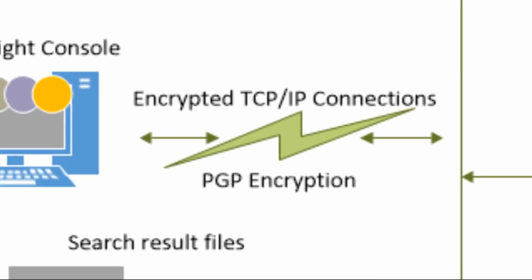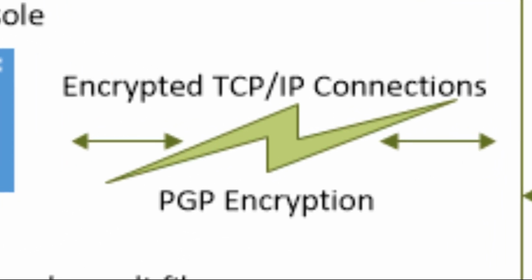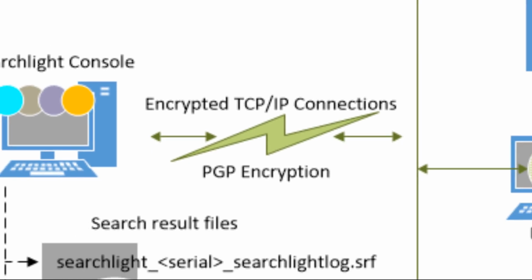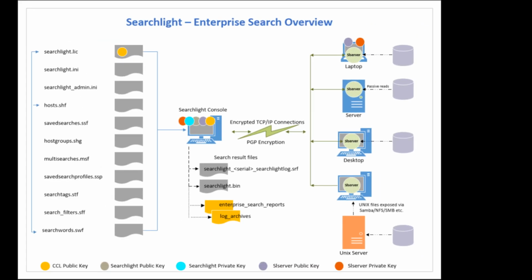When Searchlight communicates with its SL servers, it does so using an encrypted TCP/IP connection, and as depicted, the communications is encrypted using the PGP system. The most important thing to see on this diagram is the fact that each of the SL servers are connected to their own data storage. As such, on receipt of a search request from the Searchlight console, each of these SL servers will search their own attached storage.